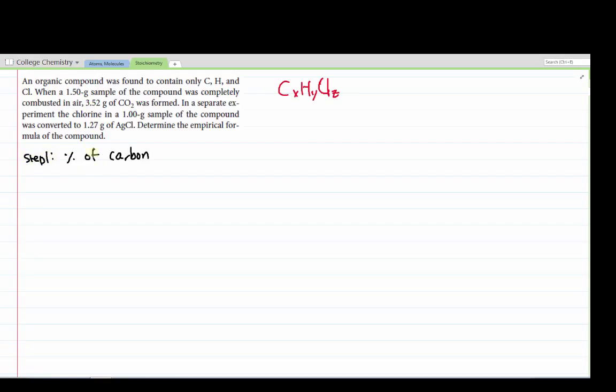To do that, we're gonna start out with 3.52 grams of carbon dioxide. That must be converted to moles to use the stoichiometric ratio. Carbon dioxide has 44.01 grams of molar mass. You can find this from the periodic table. And then in 1 mole of carbon dioxide, you have 1 mole of carbon. From that, you can find the mass of carbon.